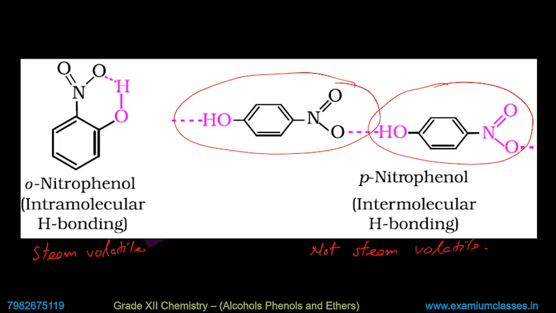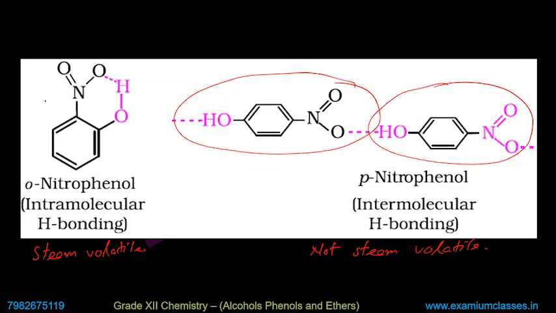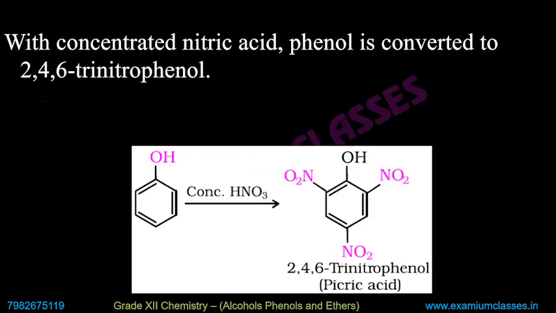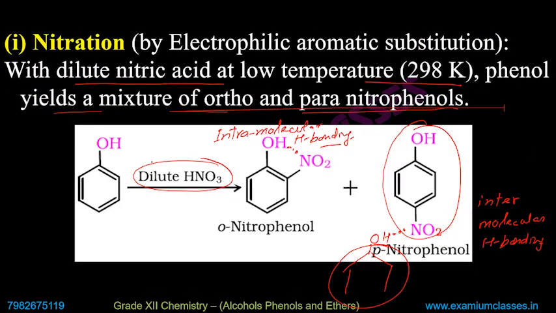Simple question appears from here. You will write two lines and this diagram, everything here, what is written. These two lines you will write and this diagram will be the answer. With concentrated nitric acid, phenol is converted to 2,4,6 trinitrophenol. Remember the previous reaction was with the dilute nitric acid. Okay. Now going back, dilute nitric acid.